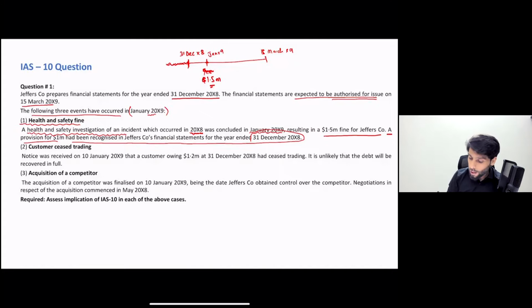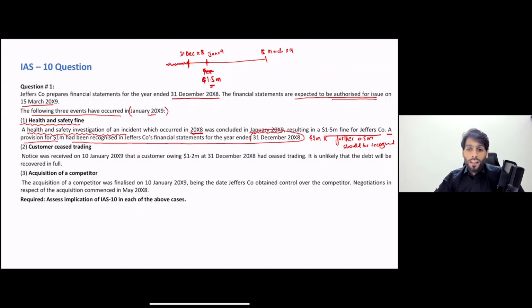So $1 million had already been provided for, right? So you don't need to do anything about it. But a further 0.5 million should be recognized. All right. Further 0.5 million should be recognized.